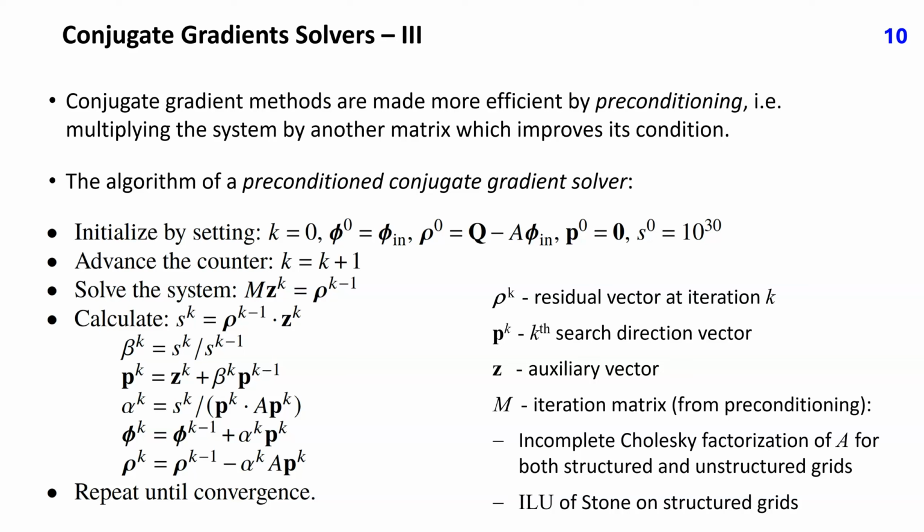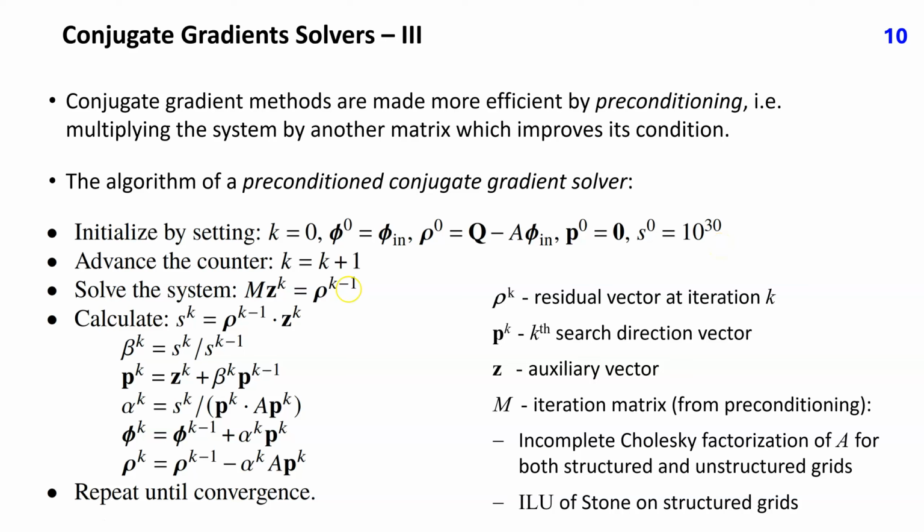Conjugate gradient methods are made more efficient by preconditioning, that is, by multiplying the system by another matrix such that the condition of the resulting matrix is improved. Here is the algorithm of a preconditioned conjugate gradient solver. The solution process is started by initializing the solution vector with phi in, computing the initial residual vector rho 0, setting the initial search vector p0 to 0, and setting s0 to a large number, for example 10 to 30.